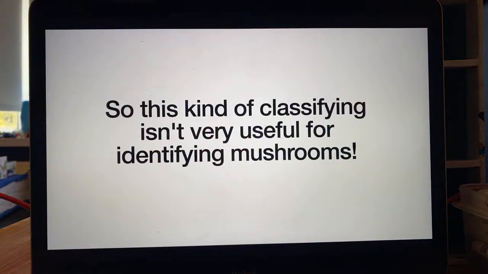Although don't eat it. So the end of my tale is this kind of classifying is just not very useful for identifying mushrooms. For me, it's very interesting to nerd out over the science and look at how scientists have put the mushrooms into different categories. But if you're walking through the woods, you can't really look at a mushroom and go, oh, it must be in this genus. I'll give you an example. I'll show you just before we go.